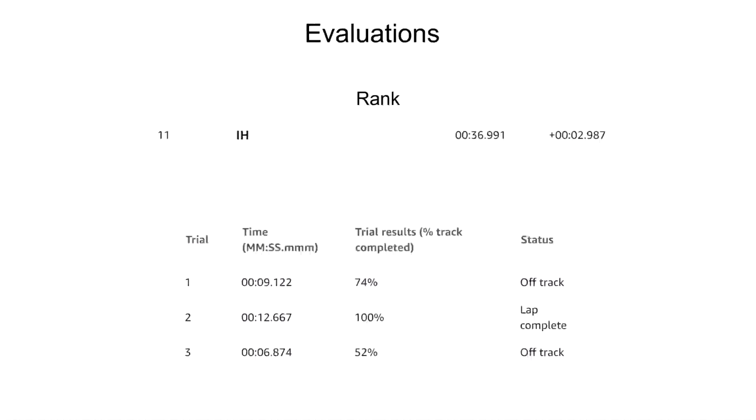So here's evaluation. I came out to be 11th on the DeepRacer competition, and here's a glimpse of a few evaluation metrics. So I have been able to achieve 100% track completion at times. If not, then they have been mostly over 50%.